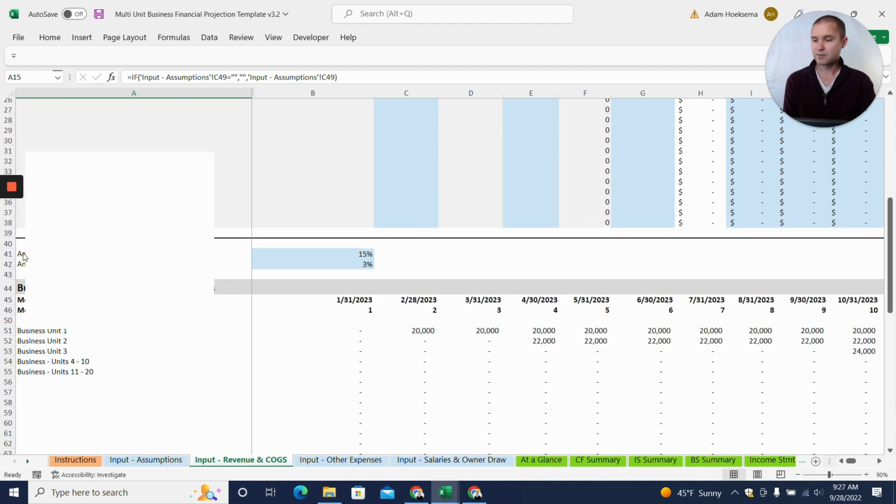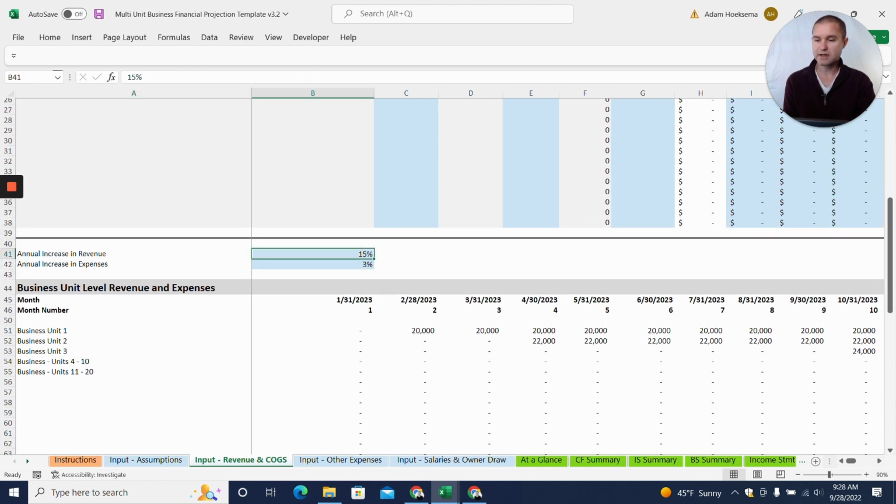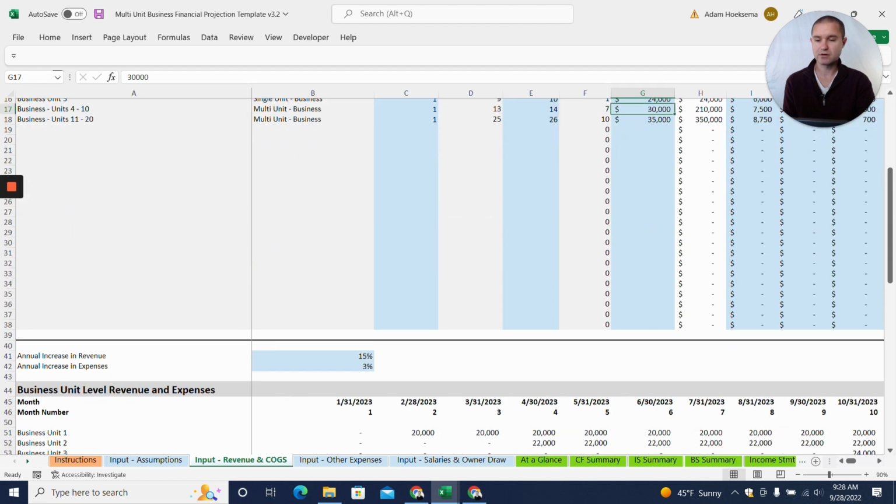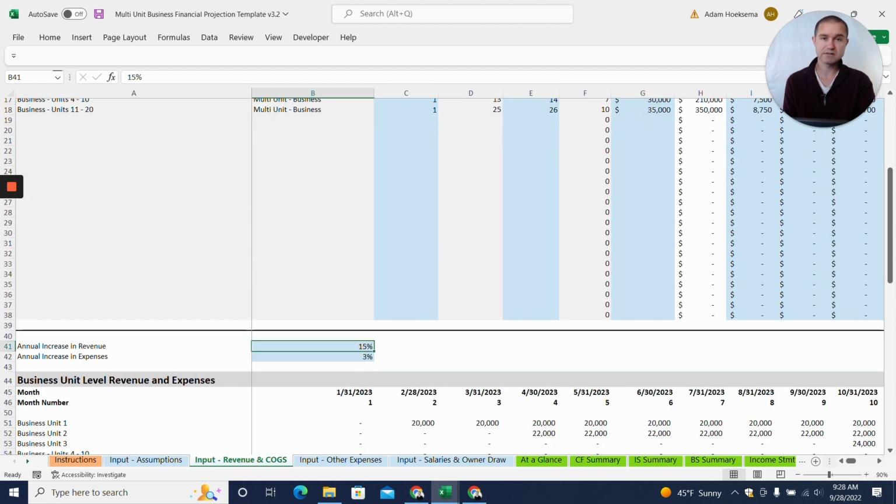And then down here, you have the ability to provide an annual increase in revenue for these units. That's going to increase this average monthly revenue number. Let's say we're going to implement this roll-up strategy. We are going to implement best practices at a lot of these different small town vet clinics, and we think we can increase our annual revenue by 15% a year. And for the increase in expenses, we're not going to see much of an increase, just maybe a 3% inflation rate.